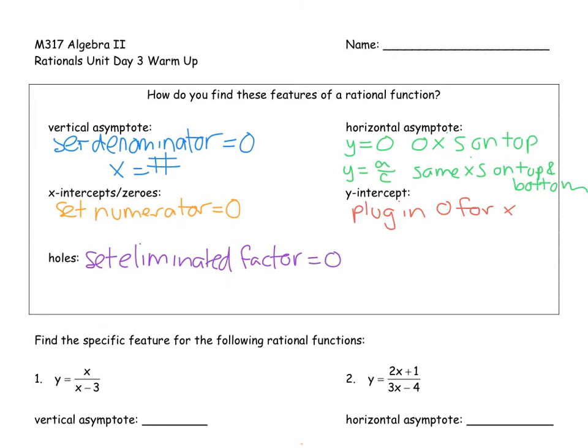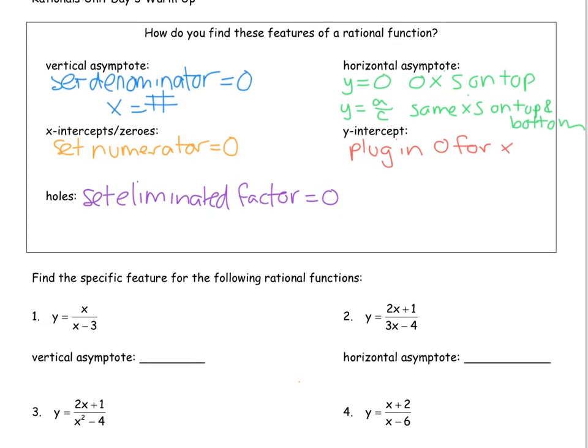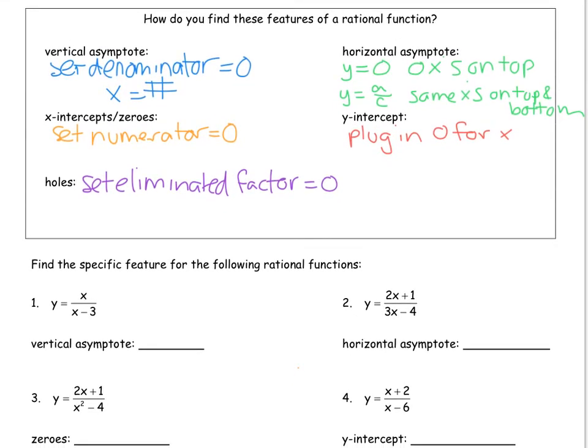Okay, so let's practice some of this, just finding specific things, not doing a full-out graph. So the first one, they want us to find the vertical asymptote. So we're just going to set the denominator equal to 0, and we're going to get x equals 3.